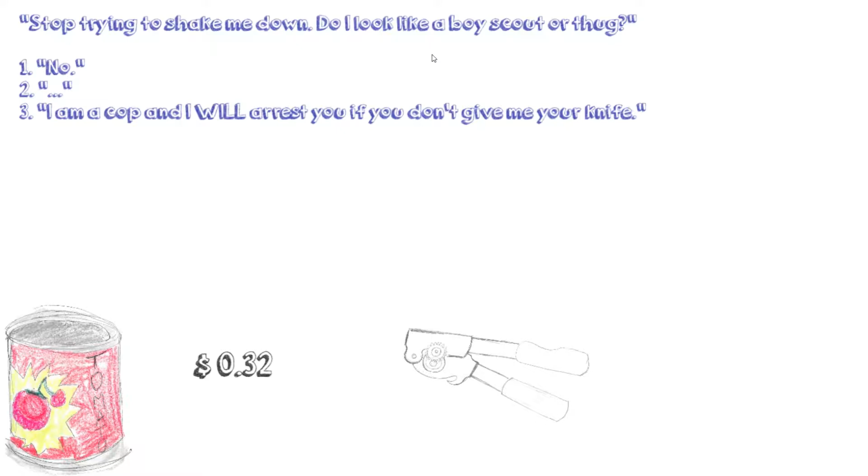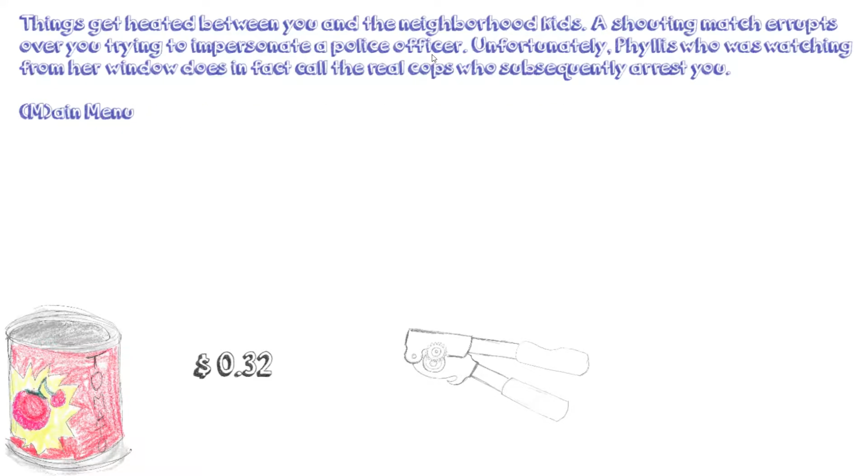I wanted to signpost it a little bit. Phyllis is a busybody. She sees you ask kids for a knife and then threaten to arrest them. What happens isn't, it's not rocket surgery. Things go poorly. And that kicks us back to the main menu by pressing M because we have lost the game.